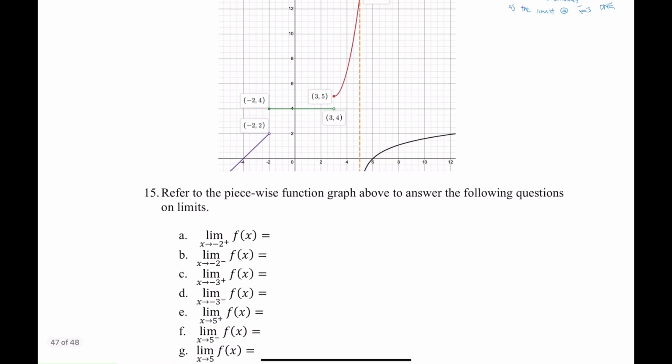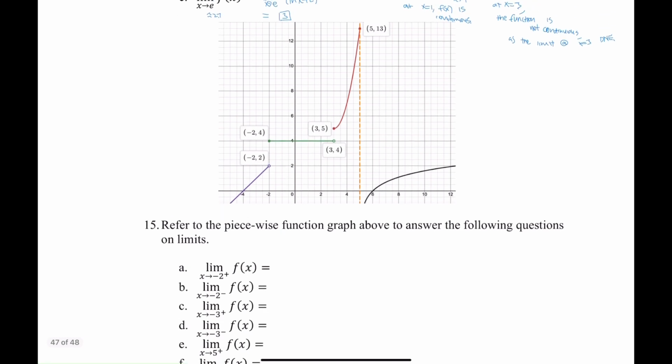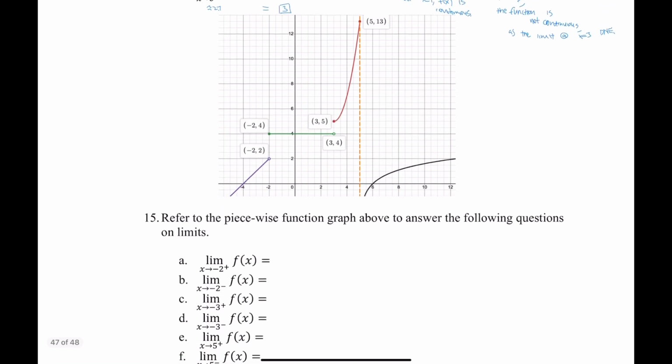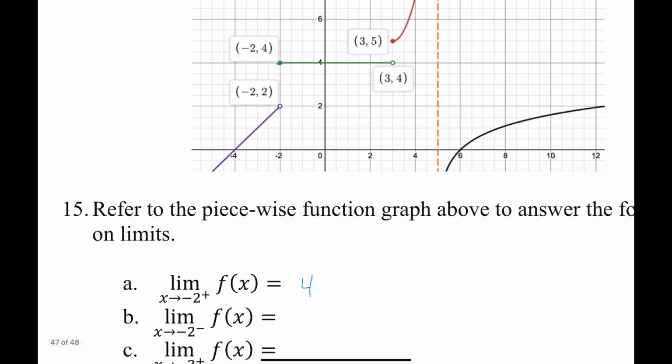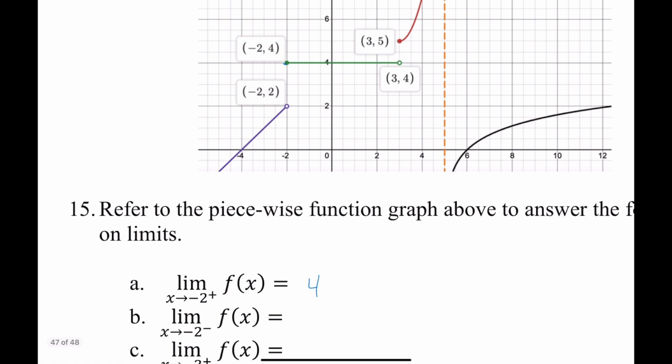Let's now move on to the next question. So 15. This will be our last part of limits. So we're going to look at the graph and try to answer these questions. Approaching negative 2 from the right side, we would get 4, right? We're approaching it from the right, a little bit bigger than negative 2. So we get 4. And then approaching negative 2 from the left, a little bit less, but then we're approaching negative 2, so that means we are going to get 2, right?